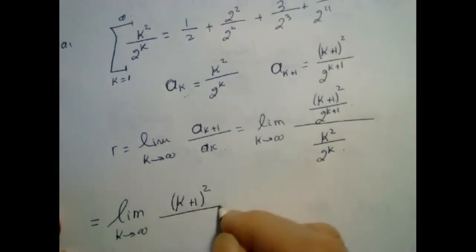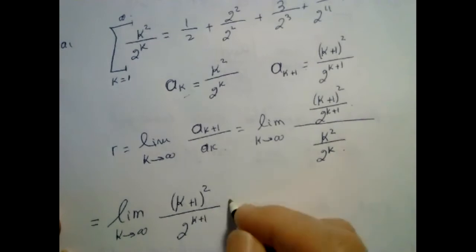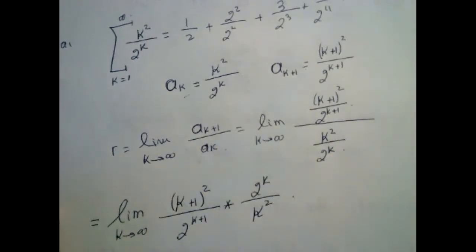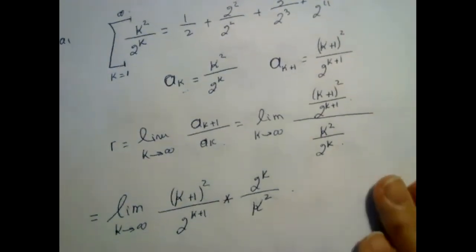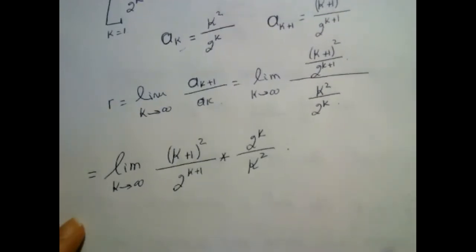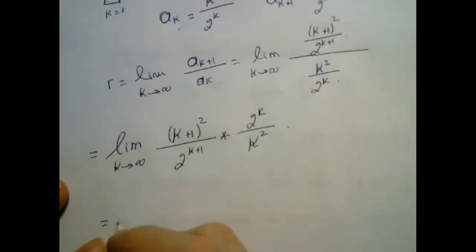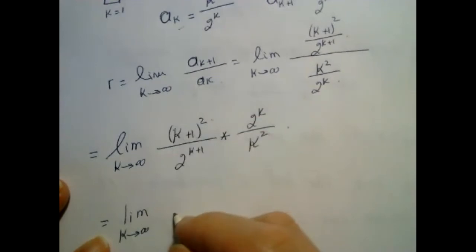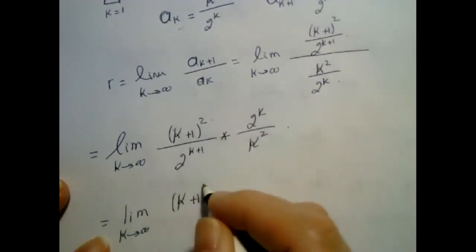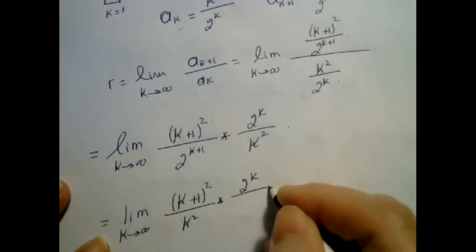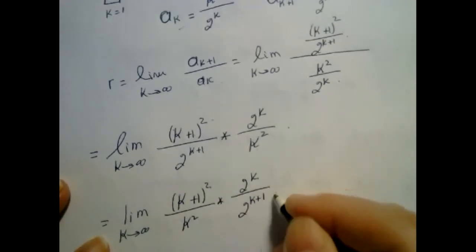So it's (k+1) squared over k squared times 2 to the k over 2 to the k+1. Okay, now I need to find the limit. An easy way to find this limit, because it looks hard, is to put like terms together. What do I mean by put like terms together? Those two are like terms, so I'm going to put those together, times 2 to the k over 2 to the k+1.